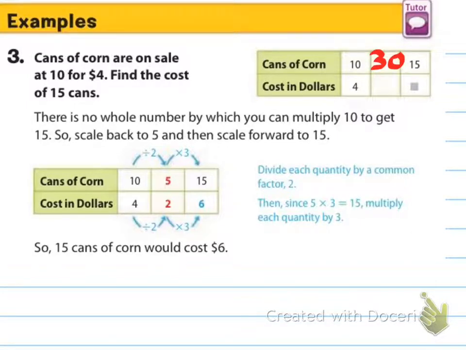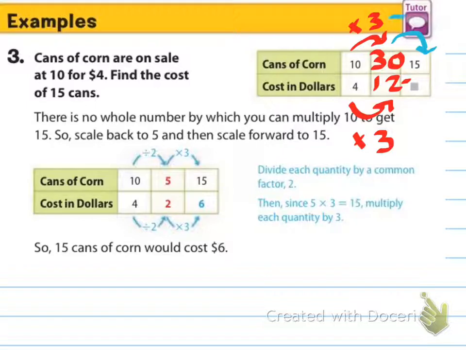Well, to go from 10 to 30, I needed to times that by 3. And so what I do at the top, I'm going to do at the bottom, because right now I'm making equivalent ratios as my middleman. So that's going to be a 12. So now, using my middleman, I can easily go from 30 to 15. 30 times what, or divided by what, makes 15. This time I'm going to scale down, and I'm going to divide by 2. So what I do at the top, I do at the bottom, so I divide by 2, and lo and behold, I get $6 for 15 cans of corn.